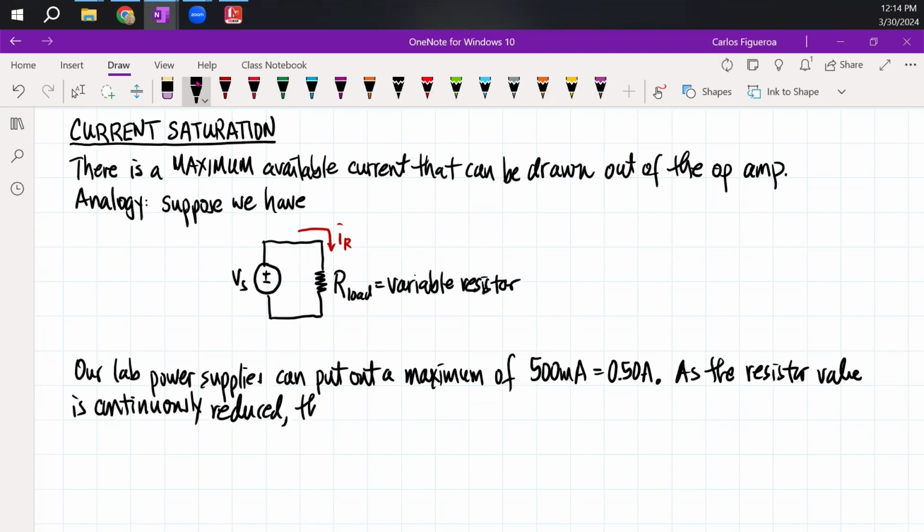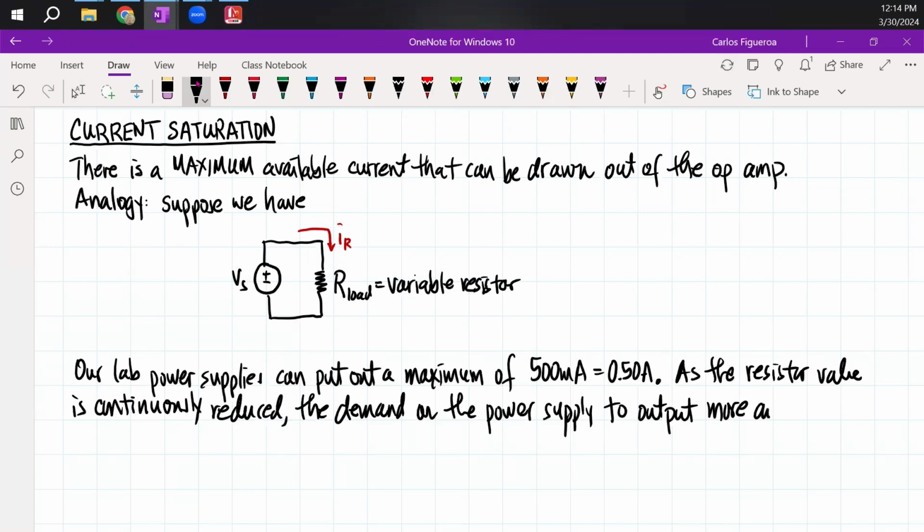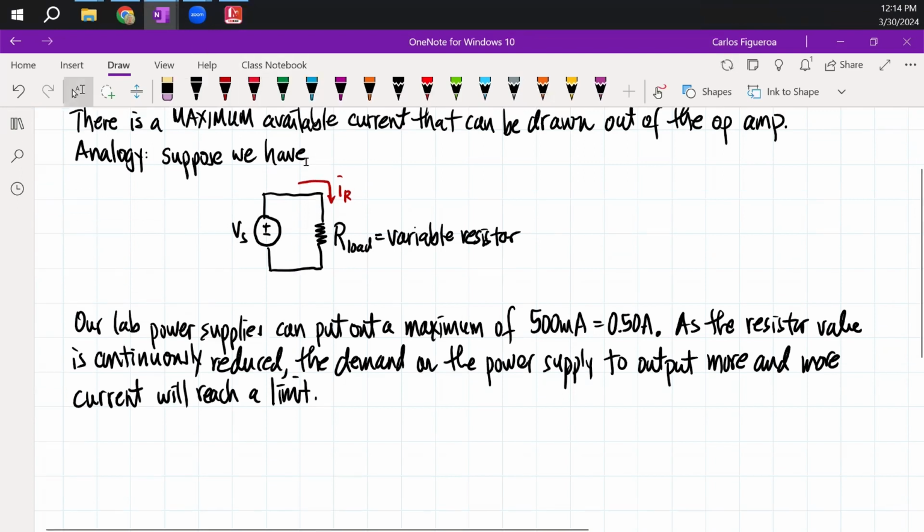the demand on the power supply to output more and more current will reach a limit. I mean, one very, very simple example here.